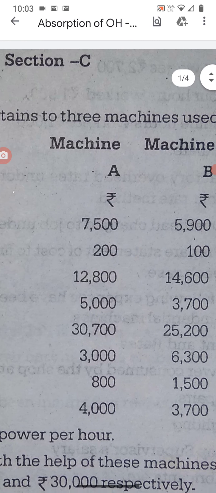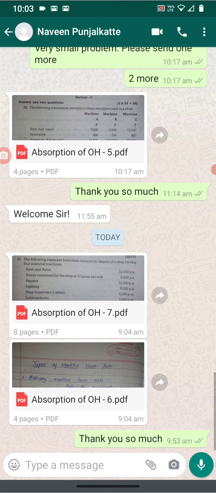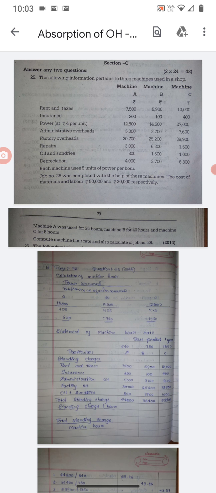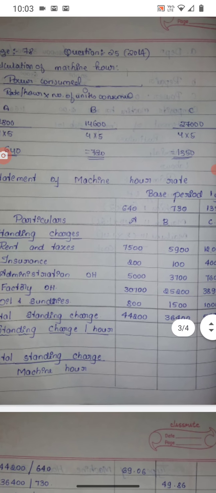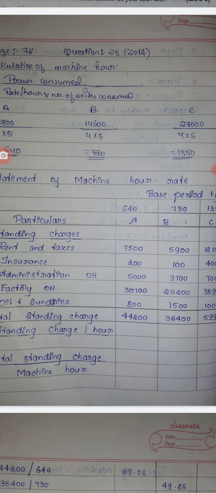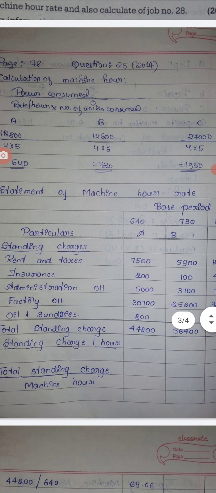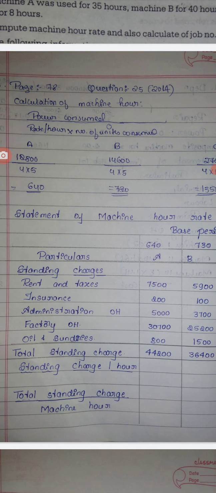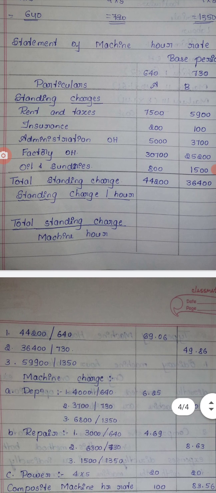Dear students, have a look at this particular problem. It is a machine hour rate calculation related to 3 machines. In the first case you have to calculate machine hours. How do we calculate machine hours? Power divided by units consumed, that is the number of units consumed of power, and then the rate per hour. So 4 and 5 is the rate per hour, and the power amount is given there. So like that you have to solve it.